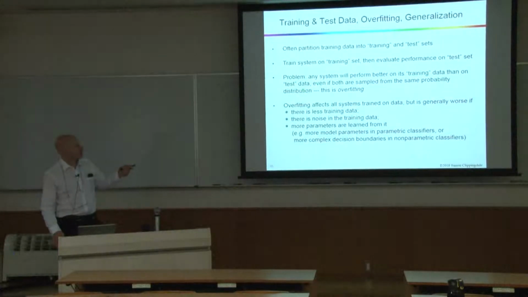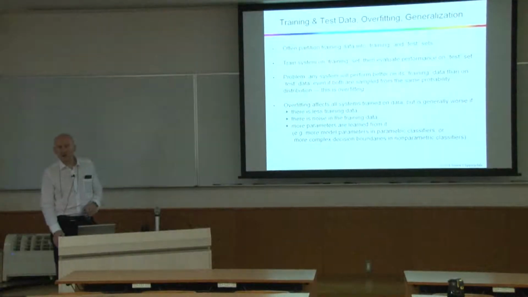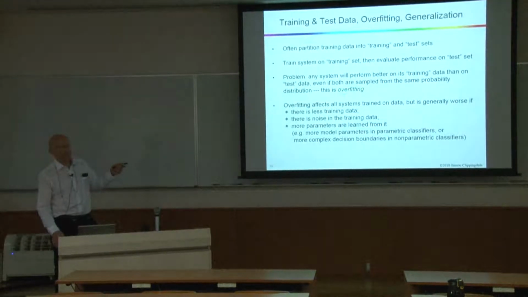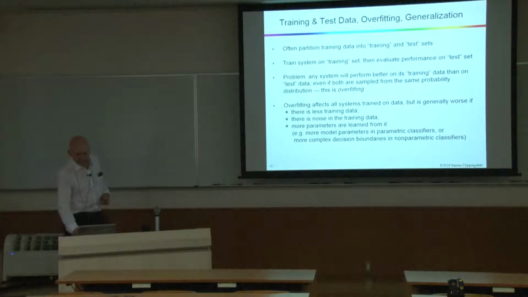Even if both are samples from the same probability distribution, doesn't matter how good a sample they are, you will always potentially get this overfitting problem. And you'll get it worse if there's less training data, if there's noise in the training data, if you try to learn too many parameters from the training data. For example, if you have models that are too complex, or complex decision boundaries in a nearest neighbor classifier.